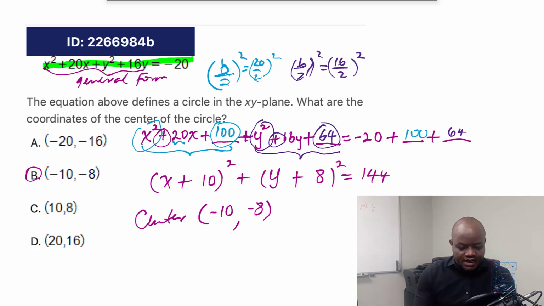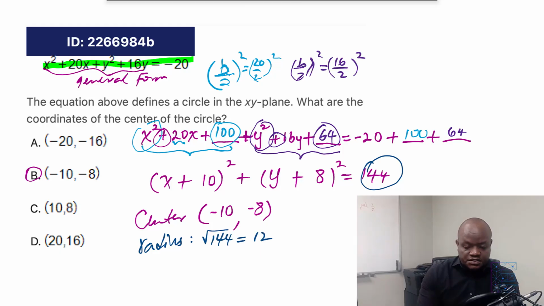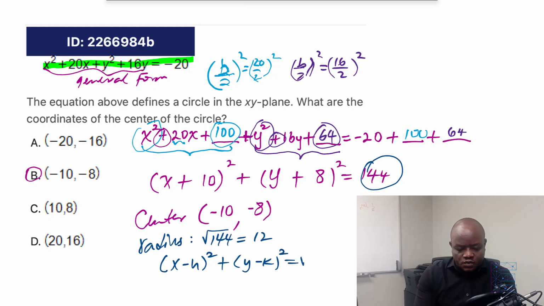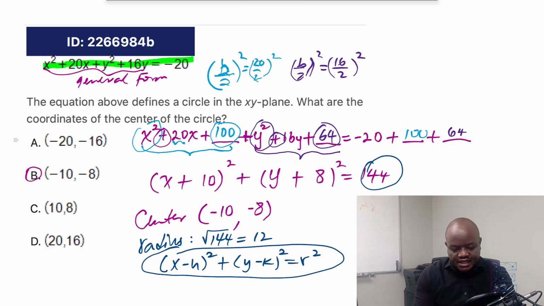Now, if the question were to find the radius of that circle, you always take this side and you square root it. So the radius would be the square root of 144, which is 12. The radius of that circle is 12. Simple as that. And the reason why that's the case, standard form of a circle is x minus h squared plus y minus k squared equals radius squared. So this is exactly what we were doing up here. As you can see, the center is the h comma k value. Boom shakalaka. I hope that makes sense to you.